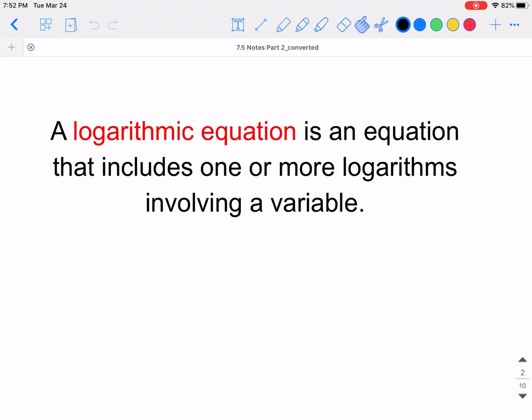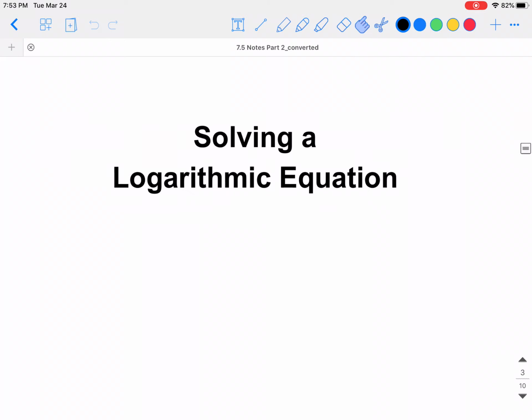Like I said in the problem of the day, today we're going over part 2 of section 5, which is logarithmic equations. And a logarithmic equation is an equation that includes one or more logarithms involving a variable. So we're going to get right to it with some examples. So solving a logarithmic equation.